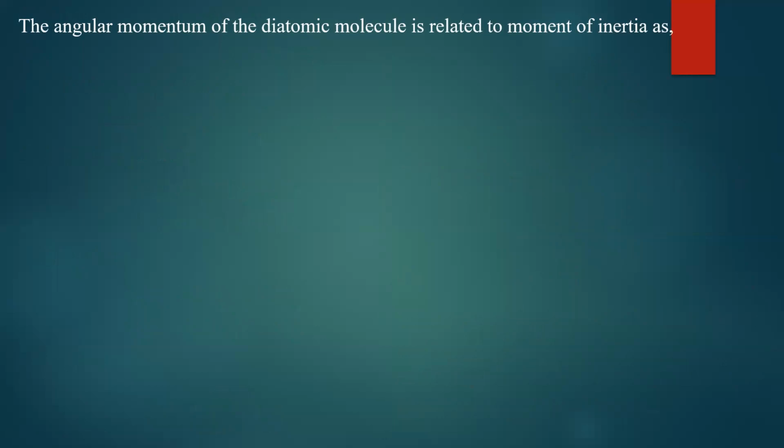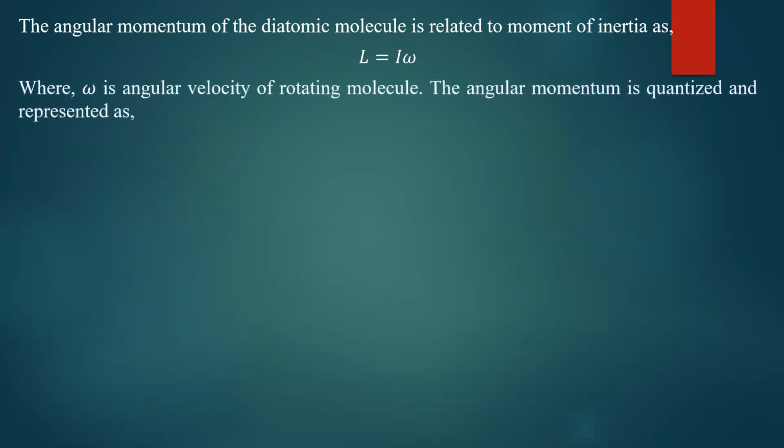Now you have to find the angular momentum of the diatomic molecule, because you have to find the energy of the molecule. Now we have found the moment of inertia. The angular momentum of the diatomic molecule is related to the moment of inertia as L is equal to I omega, where L is the angular momentum of the molecule, I is the moment of inertia, omega is the angular velocity of the rotating molecule. Remember, this corresponds to rotation of the molecule.